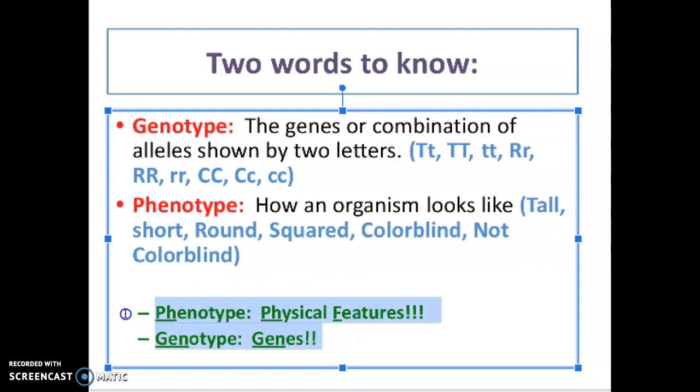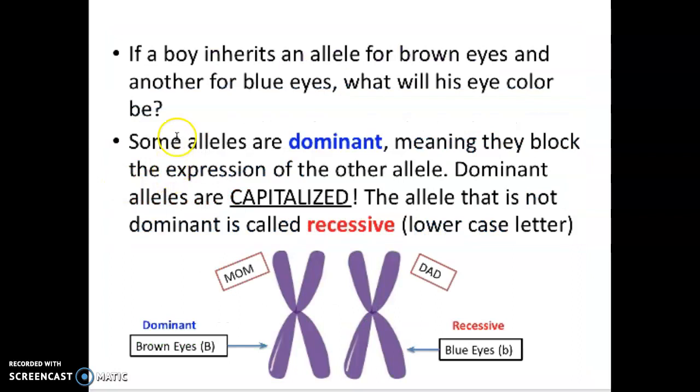So to help you guys out, I put this here. Phenotype is the physical features. Genotype is talking about the genes in the form of letters. Okay, so keep that in mind. You also have to know this. Let's say a boy inherits an allele for brown eyes and another for blue eyes. What will his eye color be?